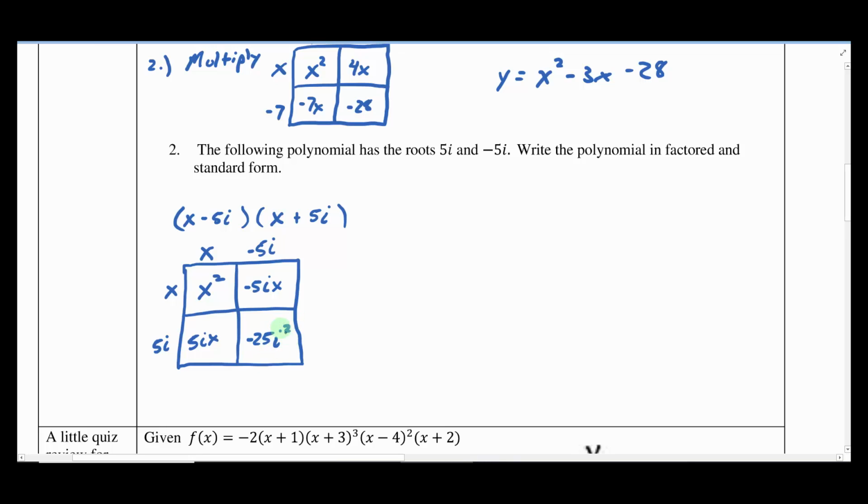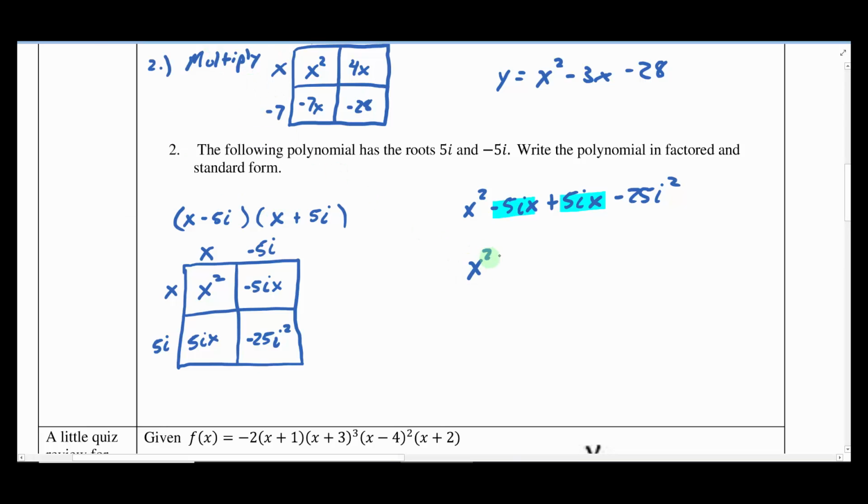Okay, make sure, that's a common mistake right there. Make sure you pay attention to that exponent. When you multiply those two things, you're going to end up with i squared there. So now I'm going to add my four boxes together. So we've got x squared minus 5ix plus 5ix minus 25i squared. And then we're going to look to combine like terms. So just like in that previous problem, anything that has the same variable raised to the same power. Okay, so that would be these two right here. They both have an ix. They're both raised to the first power.